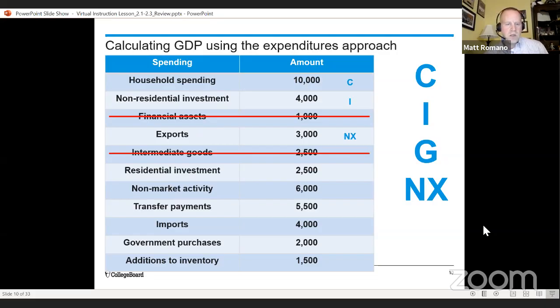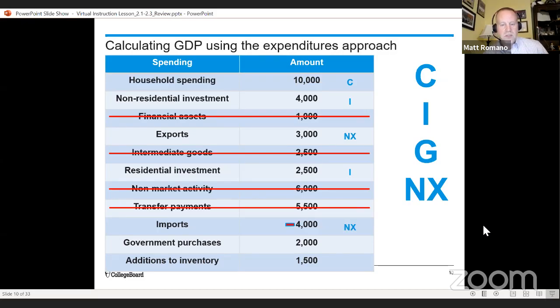Don't bother with it. Residential investment spending, that's the construction of new homes, 2,500. Yeah, count it, that's investment spending. Don't forget that. That's another one that we easily confuse. It sounds like consumption. This is investment spending. Non-market activity, nope, can't count that. Transfer payments, can't count that. So scratch those two, they're out.